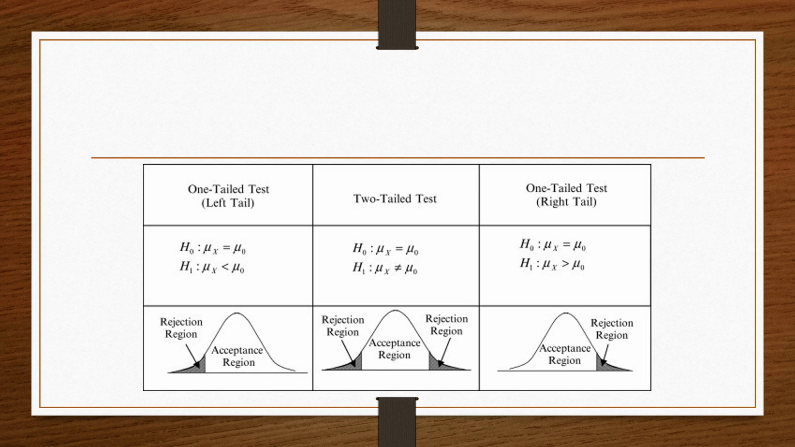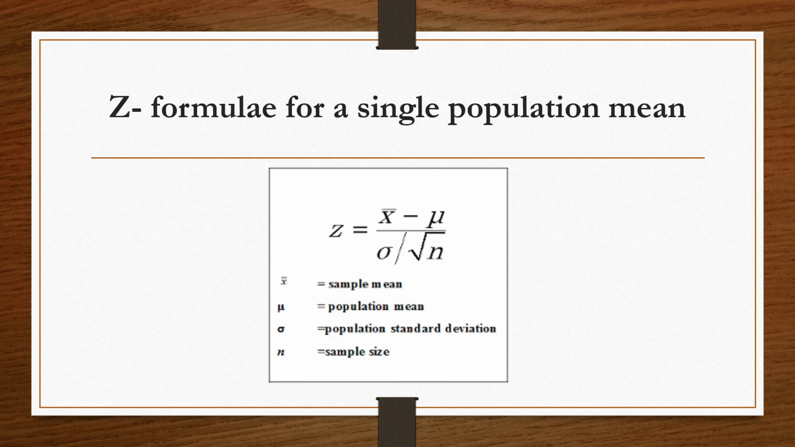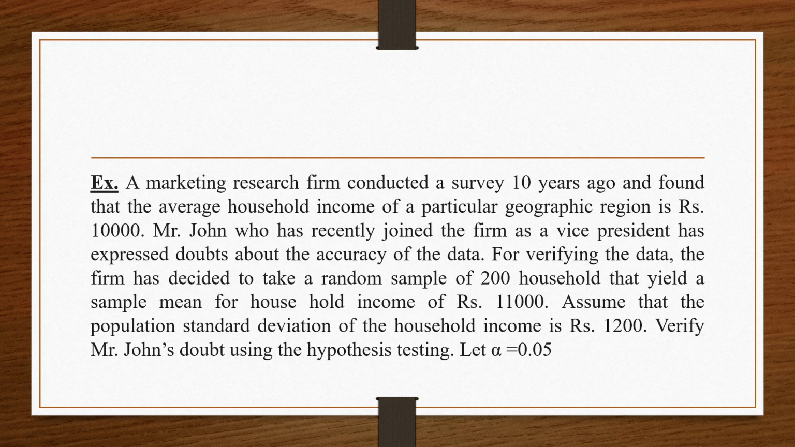The following graph shows the left-tailed test, two-tailed test, and right-tailed test. In the following table, we show the values of Z for the commonly used confidence levels. In research, normally we use 90 percent, 95 percent, and 99 percent confidence levels. Now here we have the Z formula for a single population mean. For a better understanding of the two-tailed and one-tailed tests, let's consider one example in each category.